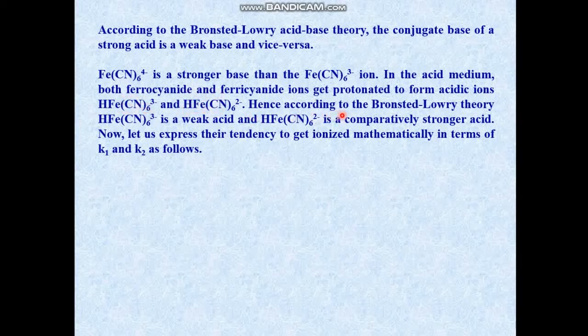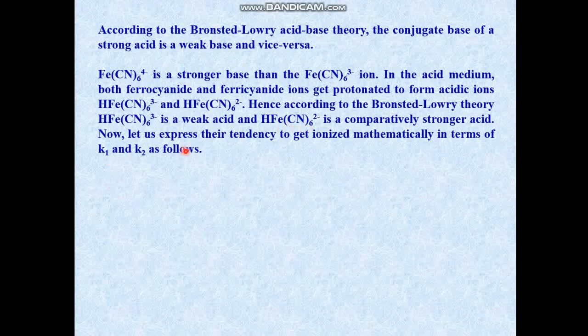Hence, according to the Bronsted-Lowry theory, HFe(CN)6 3- is a weak acid because it is the conjugate acid of a strong base, which is the ferrocyanide. So its acidic form should be a weaker one. As a result, in comparison to the previous one, this one should be comparatively a stronger acid. Which one? The HFe(CN)6 2-.